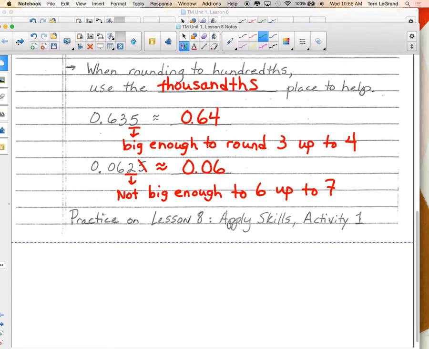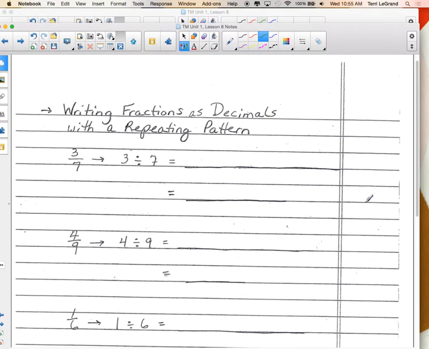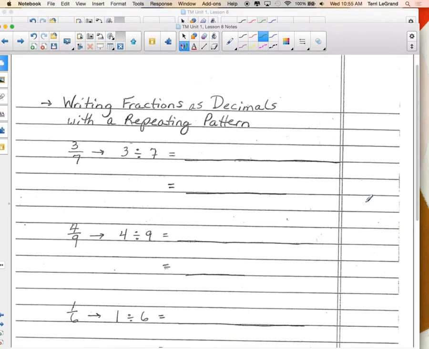And we're going to the back side. We're on the back side. We are now going to write fractions as decimals with a repeating pattern. What do you suppose you're going to need for this? Calculator. Calculators out.